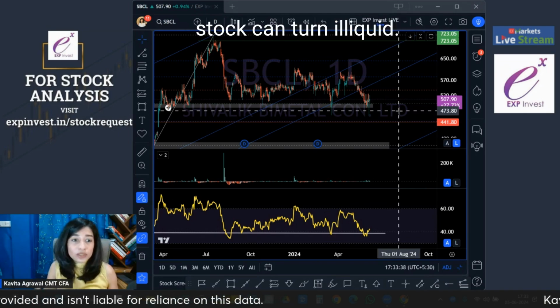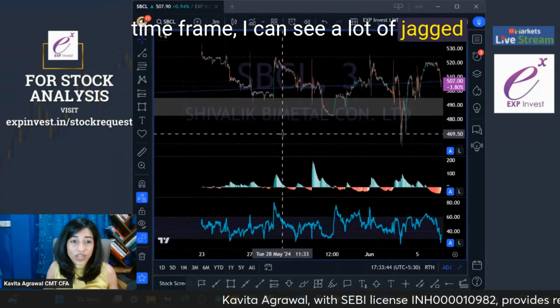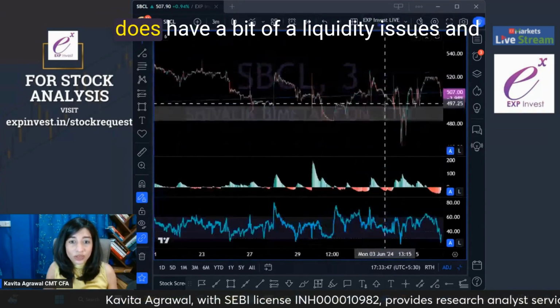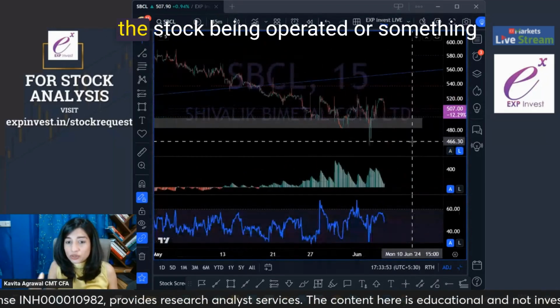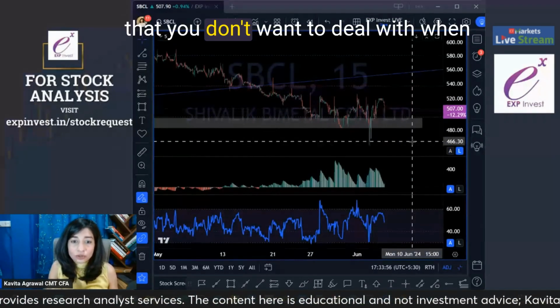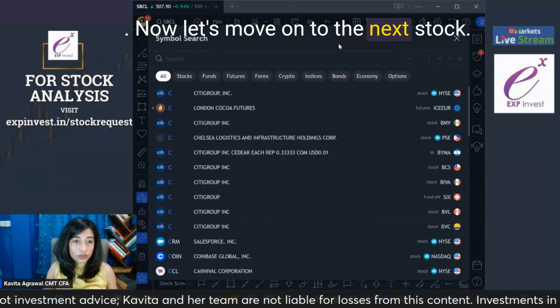And also, sometimes the stock can turn. If you just look at the 3-minute time frame, I can see a lot of jagged movements, which means that the stock does have a bit of a liquidity issue and lots of spikes, which increases the risk of the stock being operated, something that you don't want to deal with when there are better options in the market. Now let's move on to the next stock.